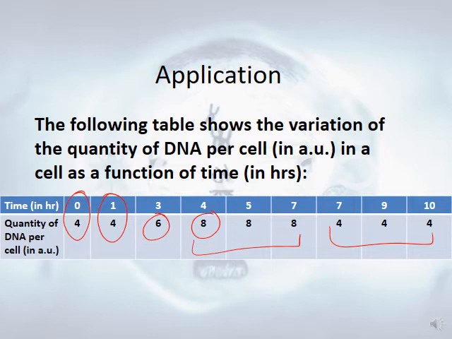So from 0 to 1 hour, the quantity of DNA per cell remains constant at 4 AU. Then as time increases from 1 to 4, the quantity of DNA increases from 4 to 8 AU and it remains constant until the 7th hour, where it decreases to 4 AU. So the cell cycle here lasts from 0 to the 7th hour. So the duration of the cell cycle is 7 hours.